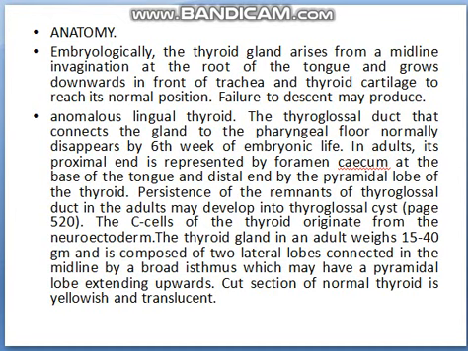which is a pathophysiology of the thyroid. There are some C cells which originate from the neuroectoderm, and these C cells are present in the thyroid. The thyroid gland in adults weighs around 15 to 40 gram and is composed of two lateral lobes connected in the midline by a broad isthmus, which may have a pyramidal lobe extending upward. Now this is about the thyroid gland.